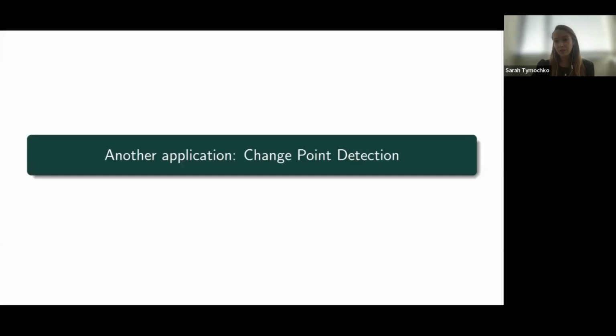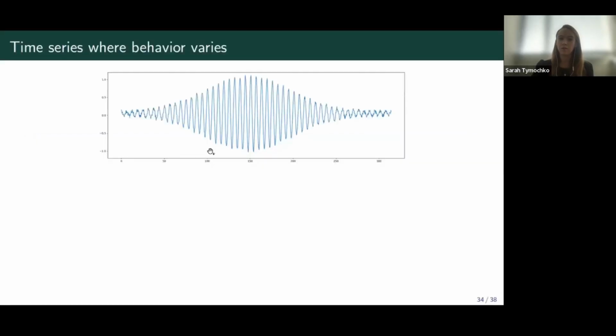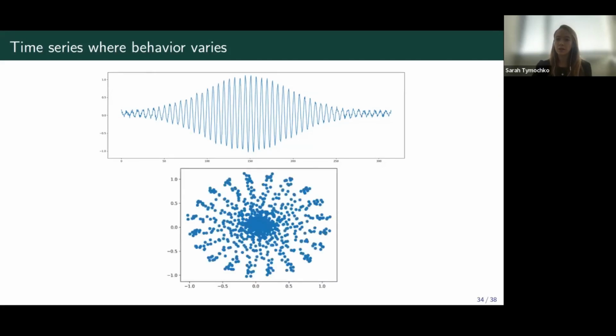One more application where this tool could be potentially useful is in change point detection. Maybe you have just one time series, but something is occurring that causes the behavior of your time series to change. Here we have a noisy sine or cosine wave, but where our amplitude at some point gets blown up and then shrinks back down. You could use the same approach: if you did the time delay embedding of this original time series, you end up with a point cloud with no discernible features, even though we can all see a periodic pattern there.